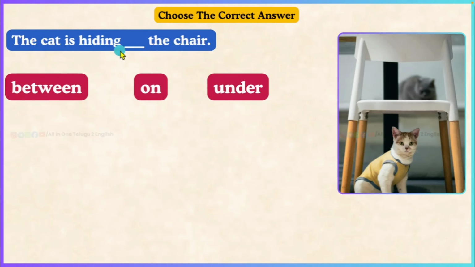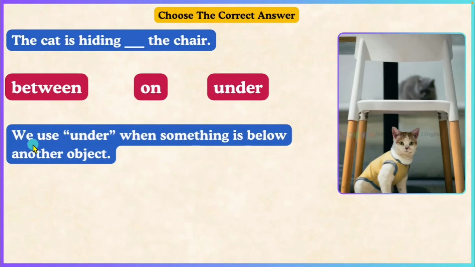The cat is hiding between the chair. No. The cat is hiding on the chair. No. The cat is hiding under the chair. Yes. We use under when something is below another object. The cat is hiding under the chair.